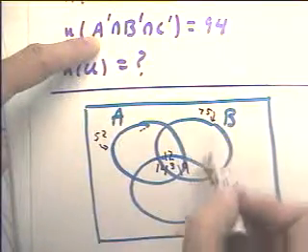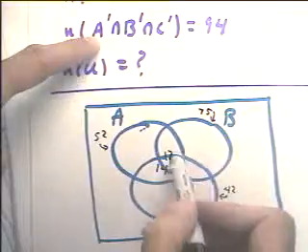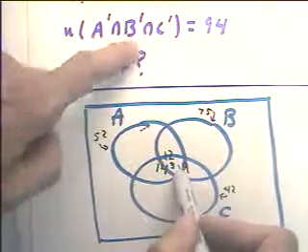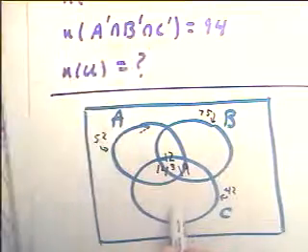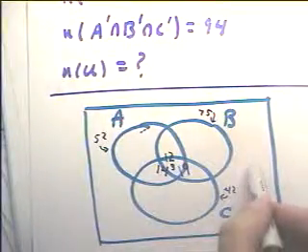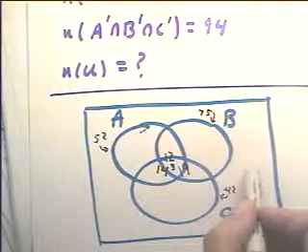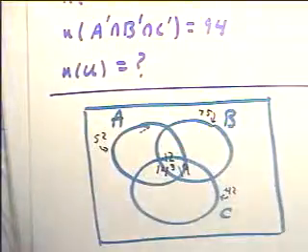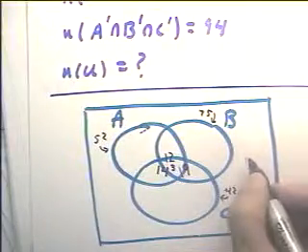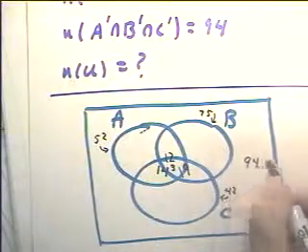Of the remaining regions, these two are in B, as are these, but we've already said that they can't be in the intersection because they aren't in A. And this region here can't be part of it. What about this region? Well, it's outside of A, it's outside of B, it's outside of C, so it is part of A prime intersection B prime intersection C prime. There are therefore 94 elements out here.